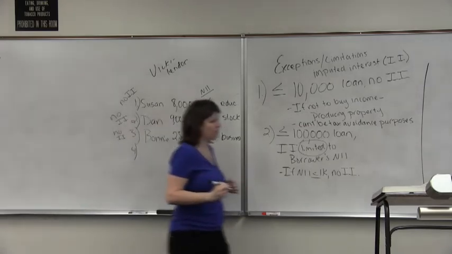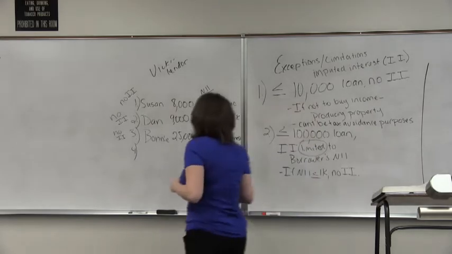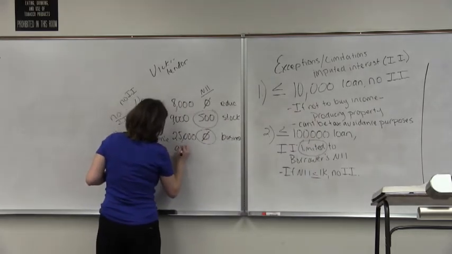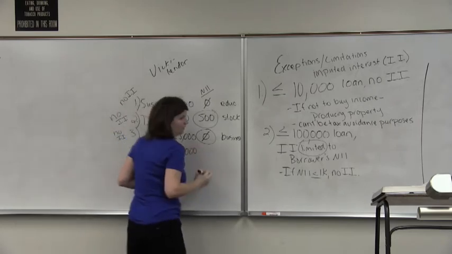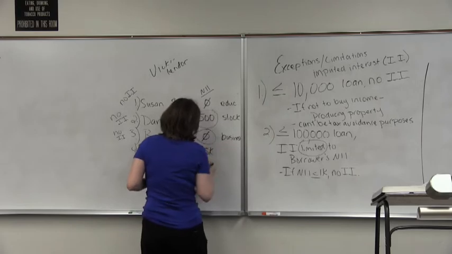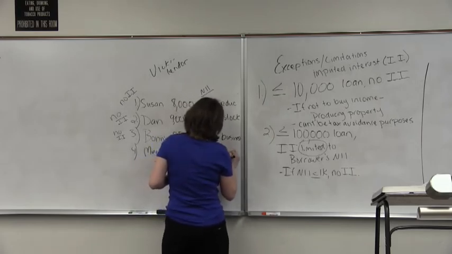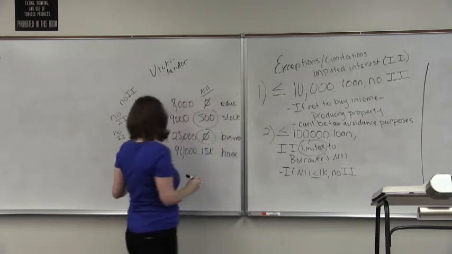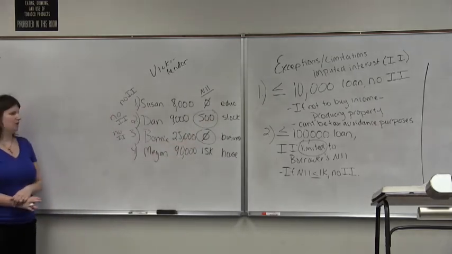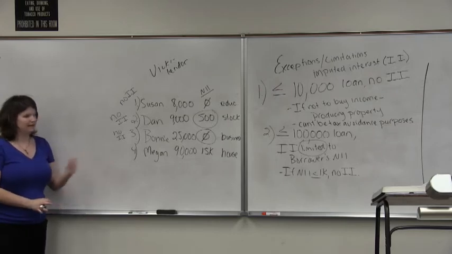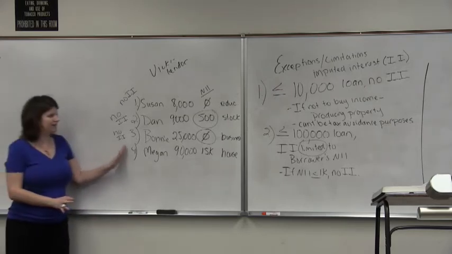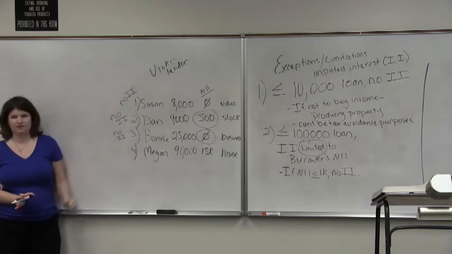Now we have the fourth loan, which is to Megan for $90,000. Megan has $15,000 of net investment income, and it's to buy a house. Does the first exception qualify? No. What about the second exception? No. What does qualify in the second is this limit.